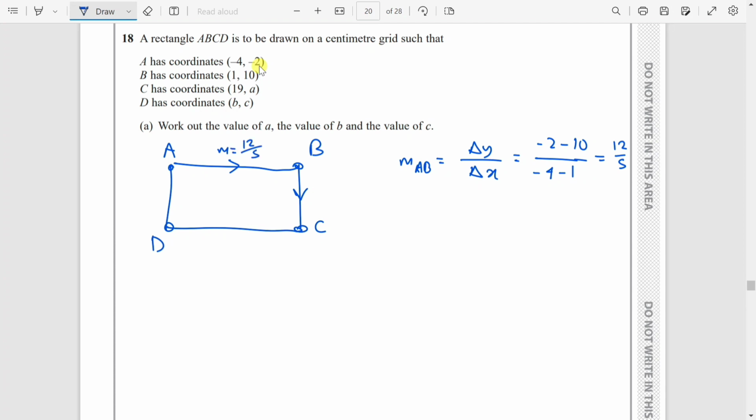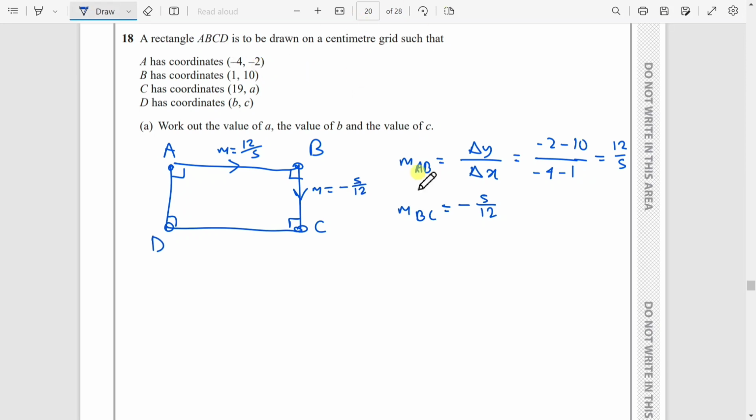Now the cool thing about rectangles is that everything is perpendicular all around. And one thing about perpendicular lines is that you can work out the gradient using a perpendicular trick. If it's perpendicular, you just flip the fraction upside down, take the reciprocal, and put a negative sign. So the gradient of B to C is minus 5 over 12. And that's it. That part is done.